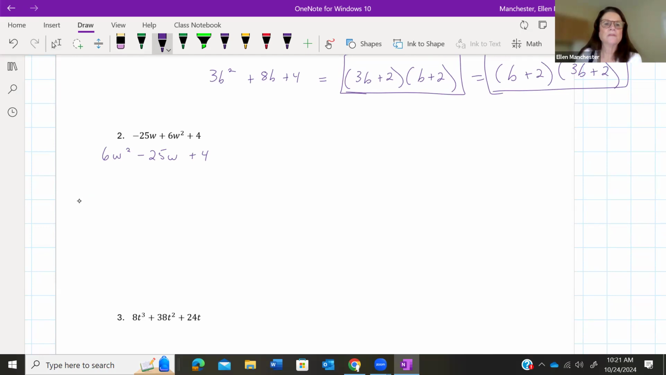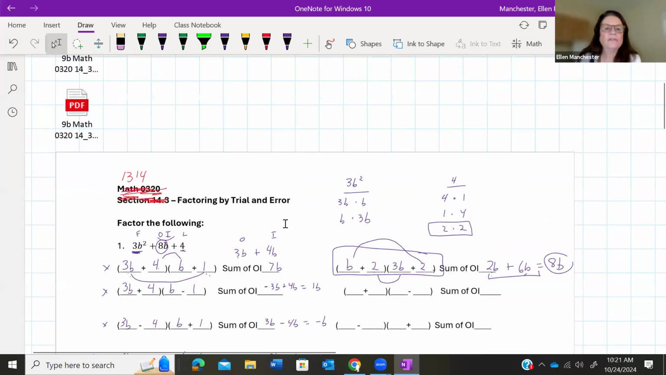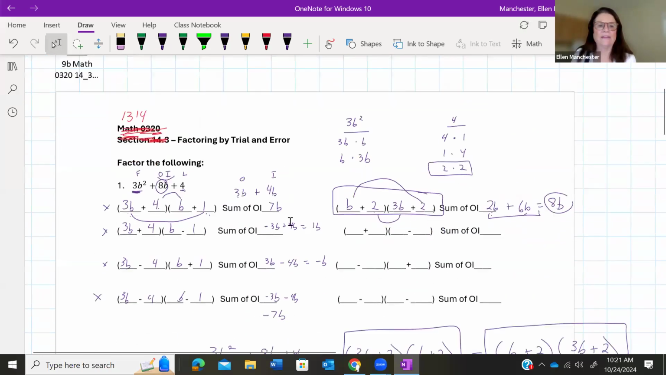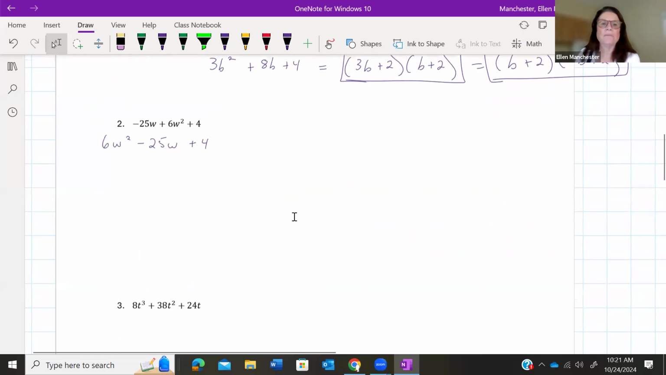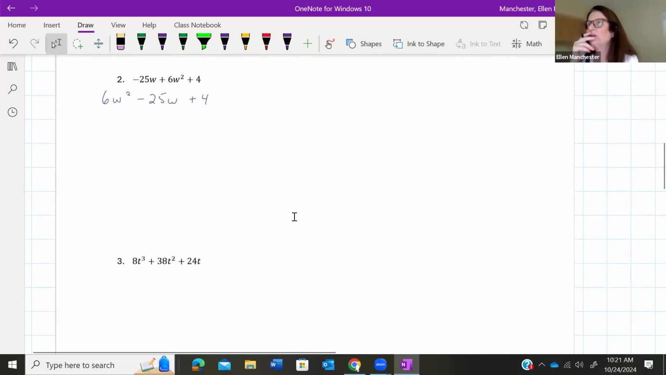This acronym isn't in your packet yet. This is just something I put together to show it to you. The reason why I'm doing it this way is because the packet takes you right to solving and it doesn't show you how to factor. It doesn't show you anything about factoring. So that's why I created my own.